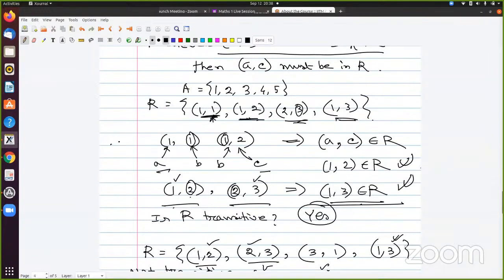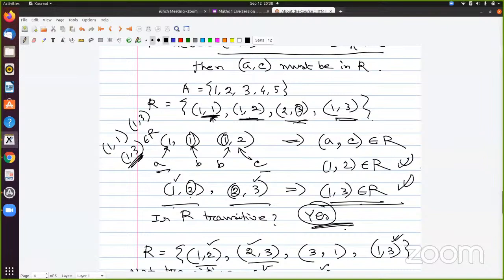(1,1) and (1,3) is possible, right? (1,1) and (1,3) is possible. Exactly. It's okay if (1,1) with (1,3) gives (1,3) itself. So is it okay? Yeah, whatever is coming. So this was transitive. That's what we have checked, no? This was transitive. Okay, so then the first example.